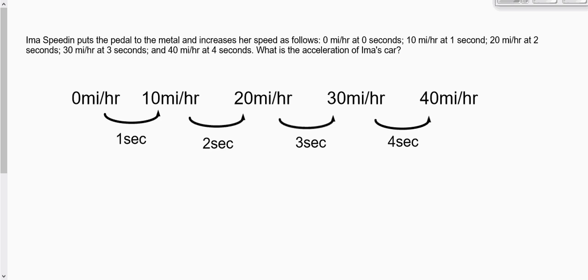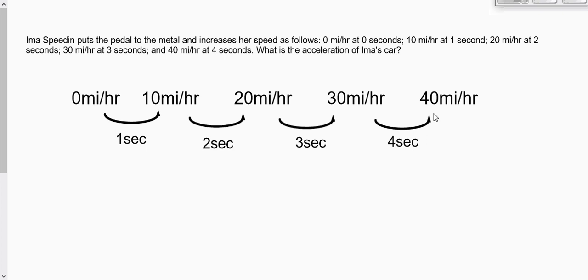We can see that each second as it passes, Ima's car is going faster than it was the second before. It started at 0, a second later we're at 10 miles an hour, and after another second, 2 seconds have passed, we're at 20. After 3 seconds have passed at 30, after 4 seconds have passed at 40.